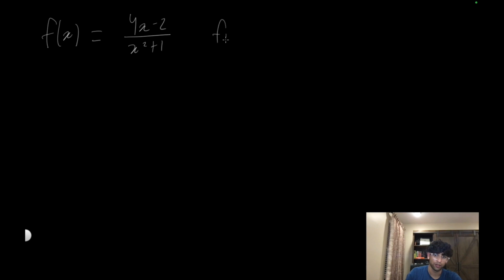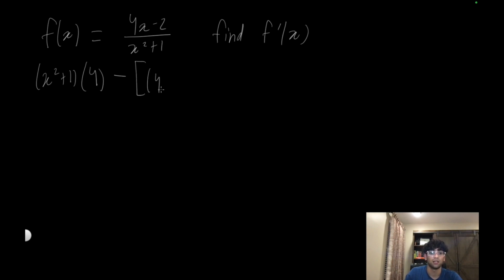I want you to find f prime of x. Again, let's use the quotient rule. Low d high, minus high d low, over bottom squared.